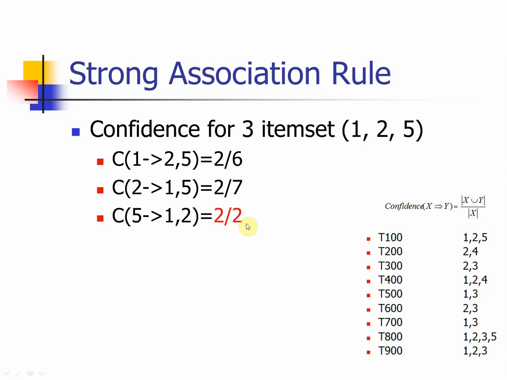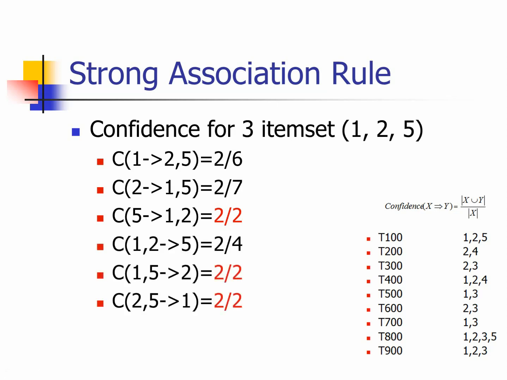After we look into these 3 1-item to 2-item set rules, it is time for us to look into the other 3 2-item to 1-item rules. So starting from 1 and 2 goes to 5, we understand that 1 and 2 occurs 4 times and all of them occurs together only 2 times. So this is not passing.